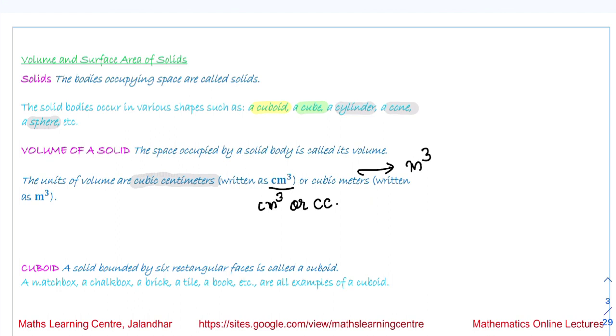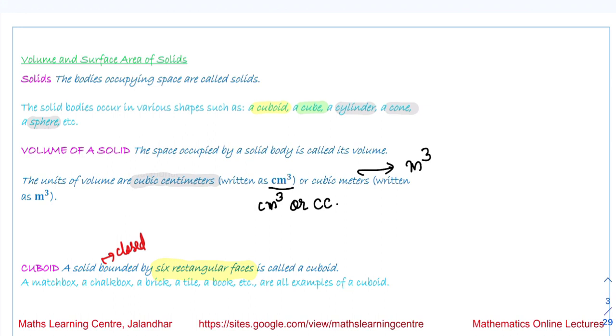The next definition is a cuboid. A solid bounded by 6 rectangular faces is called a cuboid. Examples of a cuboid are a matchbox, a chalk box, a brick, a tile, a book. It has 6 rectangular faces joined with each other. Solid bounded means it is a closed object, and it has 6 faces, all of which are rectangles.